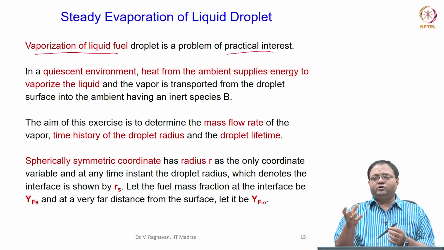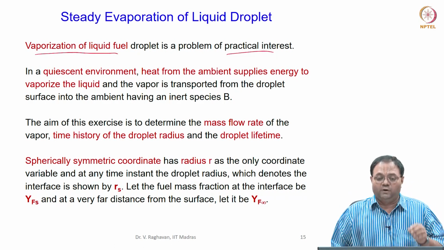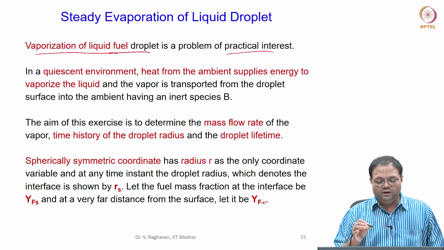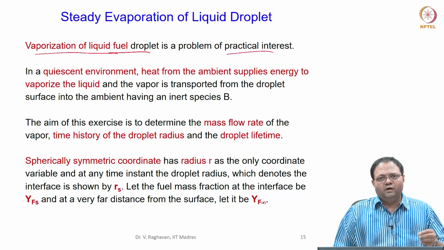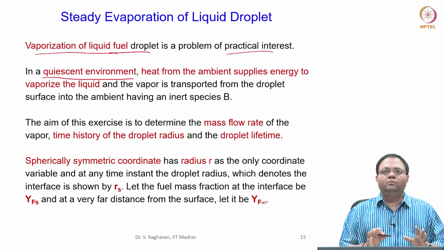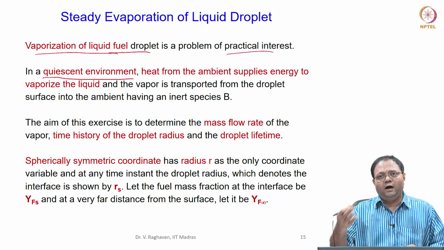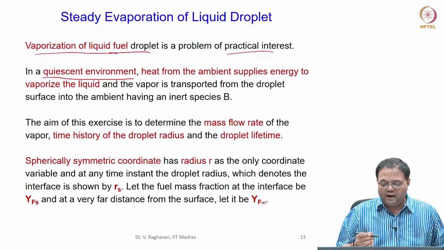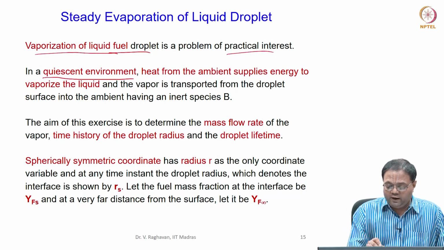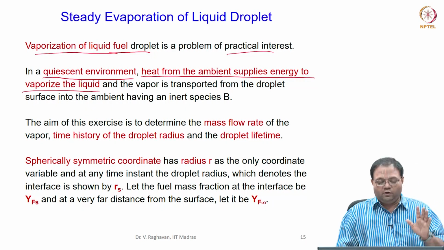So, in order to increase the vaporization rate, we atomize the liquid into several droplets, and so the rate at which a single liquid fuel droplet vaporizes in any medium is what is of interest to us. For a simplified problem, let us consider a quiescent environment where there is no bulk flow, no convective flow. The temperature at the ambient side is slightly higher than the boiling point of the liquid. So, the heat from the ambient supplies energy to vaporize the liquid. That is the situation.